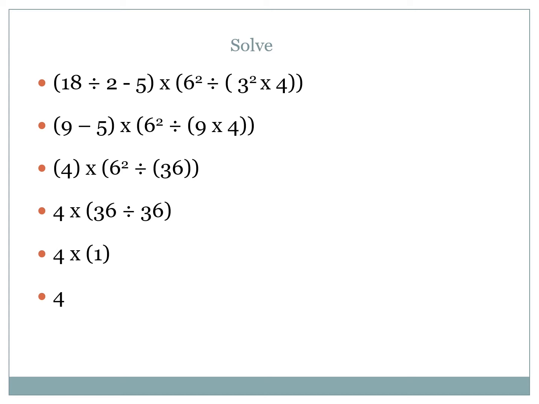So now I can go on to the next step. So I have 4 times 6 squared divided by 36. So since the 6 squared divided by 36 is inside the bracket, deal with the 6 squared first, which turns it to 36. So 4 times 36 divided by 36 is the same thing as 4 times 1, which means our answer is 4. Did you get it? I hope so. So that is BEDMAS.